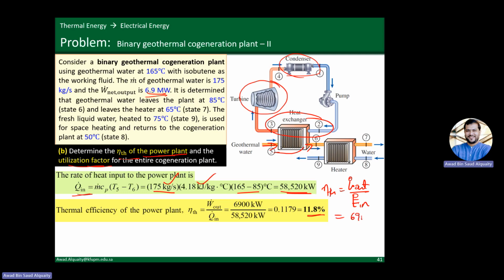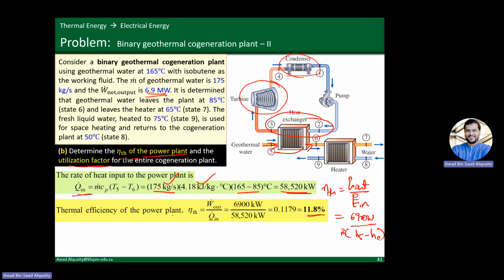Here, the work output would remain the same. The energy in would simply be different. It'll be m dot times h5 minus h naught. Okay, so this will give you a slightly lower value of thermal efficiency, but both are okay. And the question would very clearly specify which one I'm looking for.